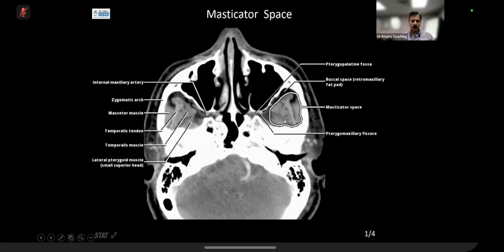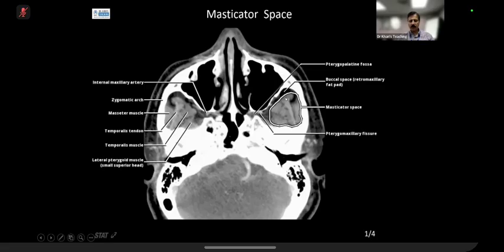So now look at this, and this should be your protocol. When you are looking at a CT scan of the brain, you should understand that after looking at the brain, you have to look at the base of skull and anything else in the head and neck. So this is the masticator space. Simple. It's easy to forget. So this is the nasopharyngeal masticator space. And actually, this is the pterygopalatine fossa, which we are going to cover. So people tend to forget that.